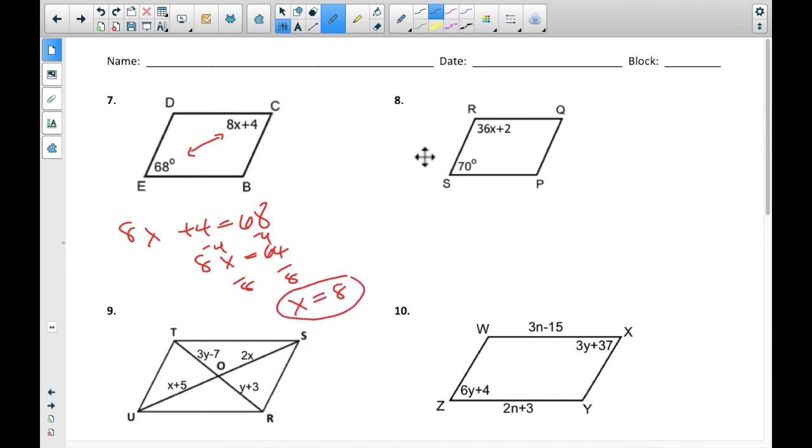So this should be 68. 8 times 8 is 64 plus 4. There you go, it's 68.